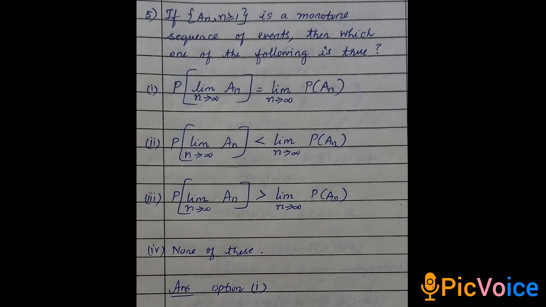Here the answer is option 1, that is if sequence A_n, n greater than or equal to 1, is a monotone sequence of events, then probability of limit n tends to infinity A_n is equal to limit n tends to infinity probability of A_n. Next question.